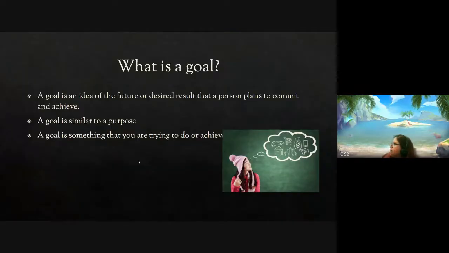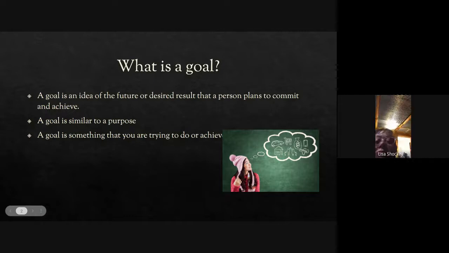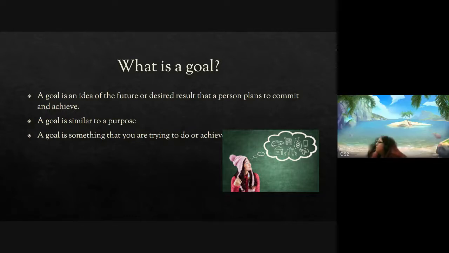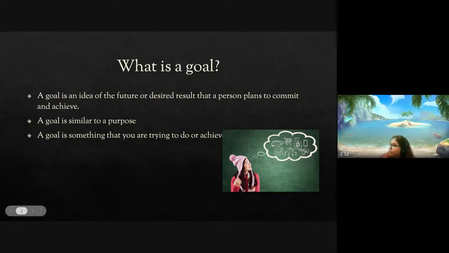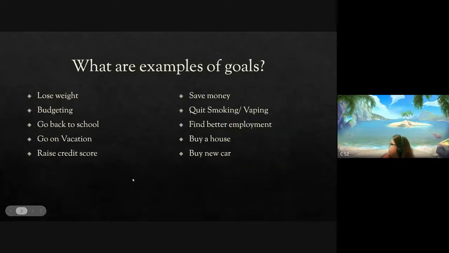All right, so what is a goal? A goal is basically an idea for the future or desired result that a person plans to commit to and achieve. A goal is similar to a purpose and is something that you are trying to do or achieve. Some examples of goals: number one is I want to lose weight. Then you have budgeting. A lot of people want to go back to school or get their GED, go on vacation, raise their credit score to maybe buy a new house or car, find better employment, quit smoking, or even open up a savings account.